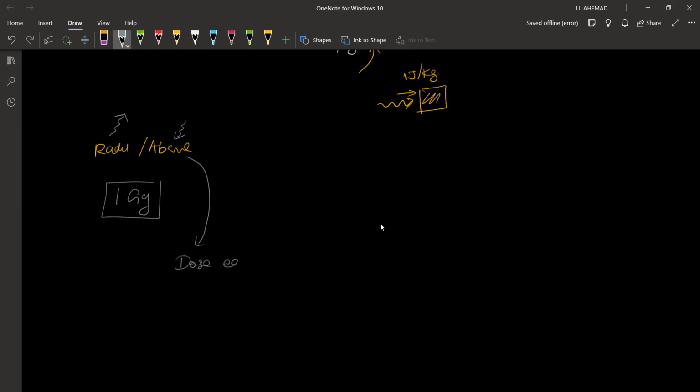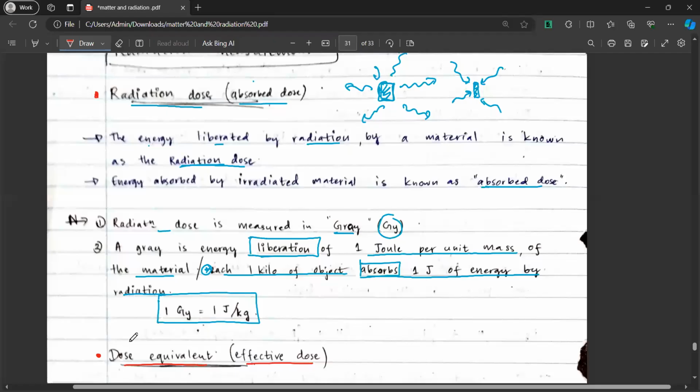What is the reason? Because although we have 1 gray of radiation of gamma, X-ray, and alpha, they do not have the same effect in an organism. So there's a relative biological effect. Alpha is going to cause more damage. To include that, we introduced this dose equivalent, which is equal to quality factor times absorbed dose. Okay. So that's the summary.